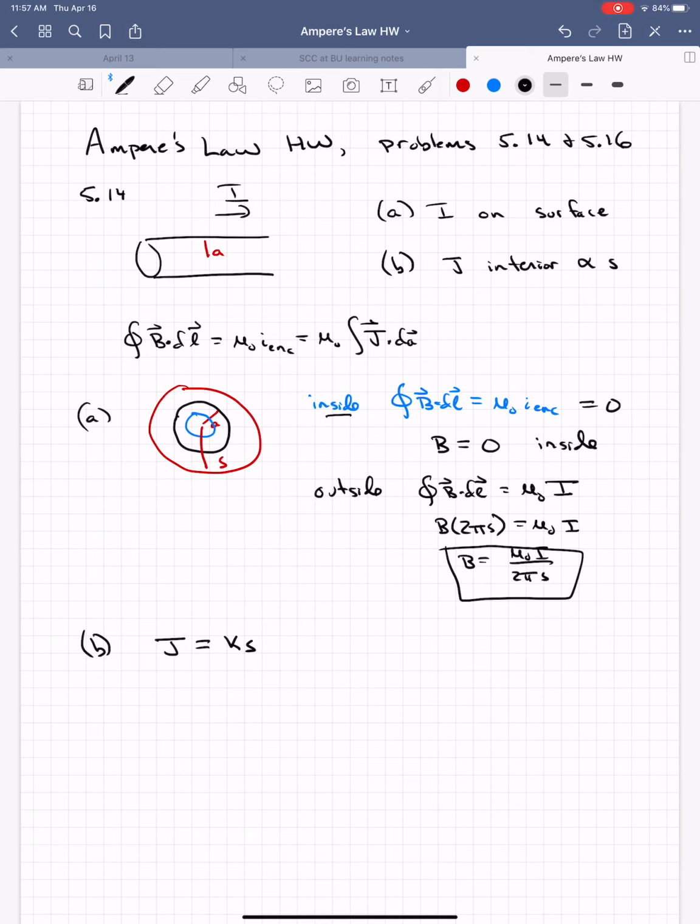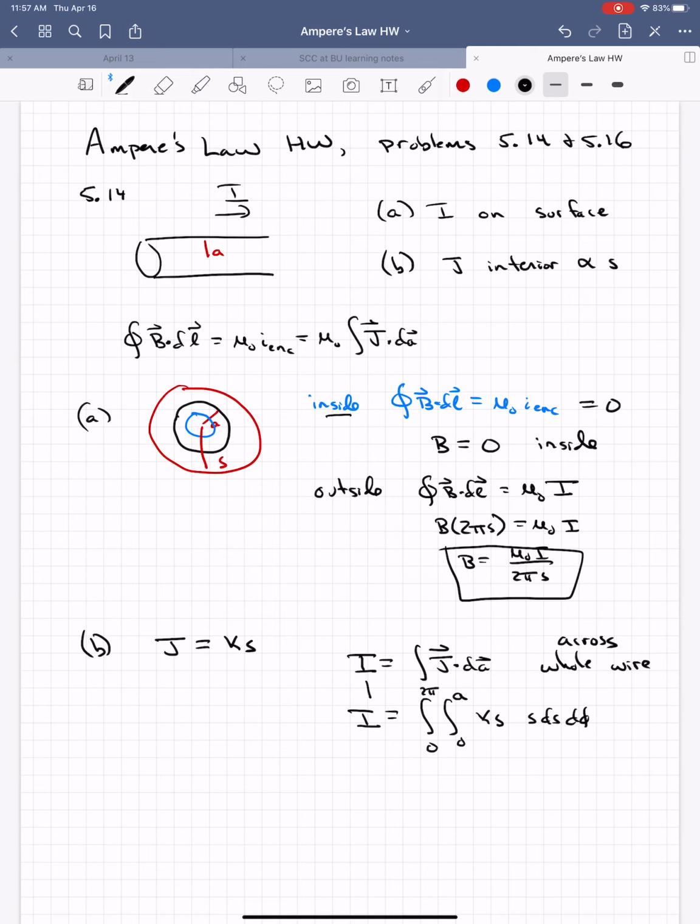Okay, so now when I integrate J dot dA on the whole wire, across the whole wire, I have to get the total current I. So I have a total current I here. So the total current I is going to be the integral of Ks times dA, which is S ds d phi. Phi is going to run from 0 to 2 pi. And S is going to run from 0 to A because the wire has a radius of A.